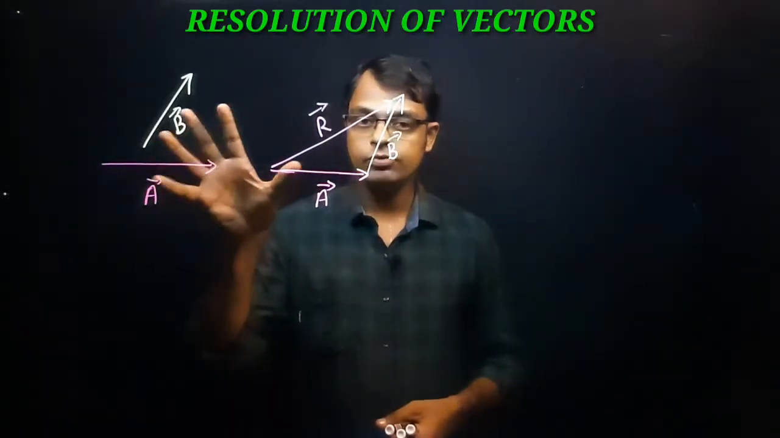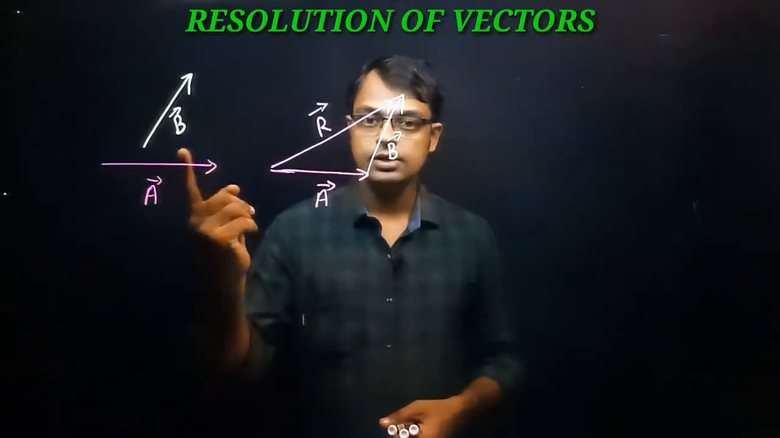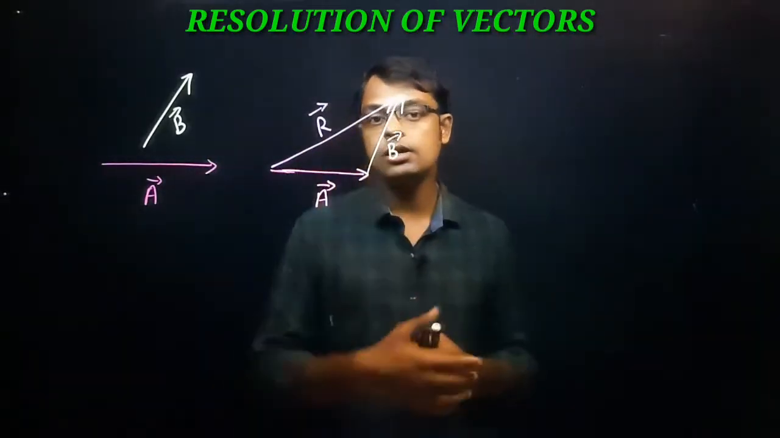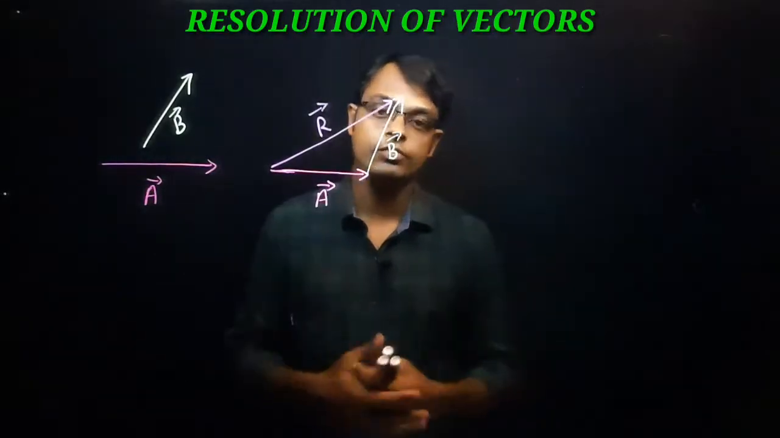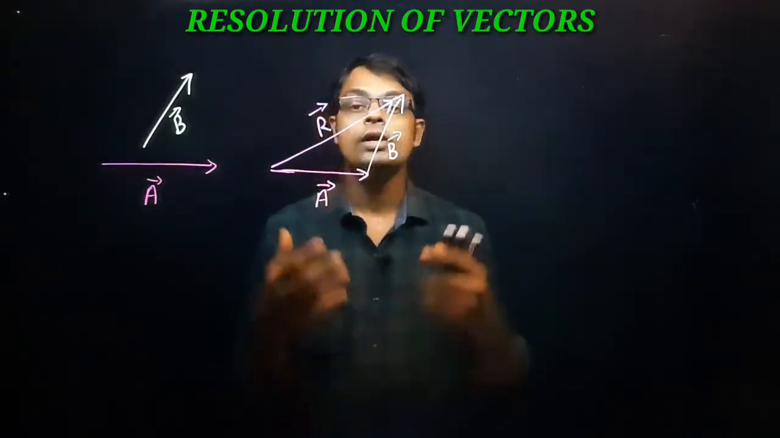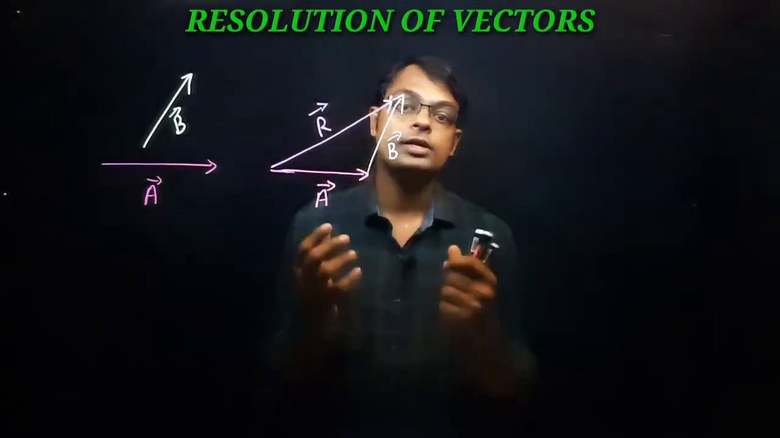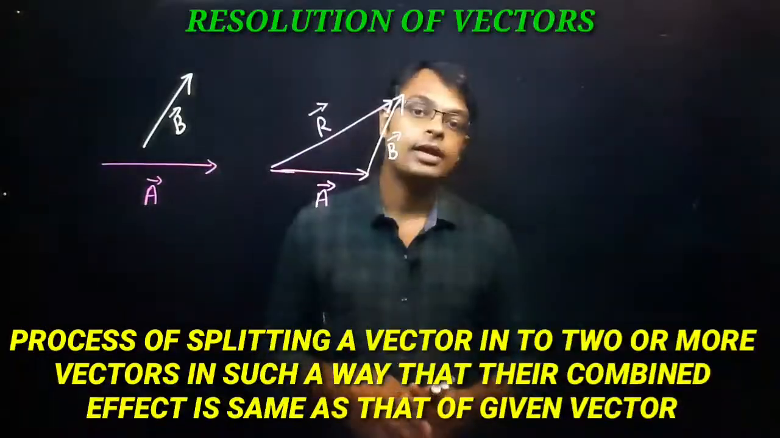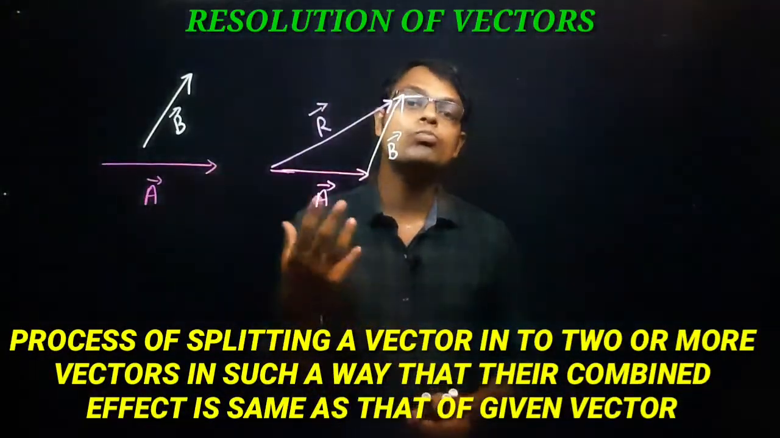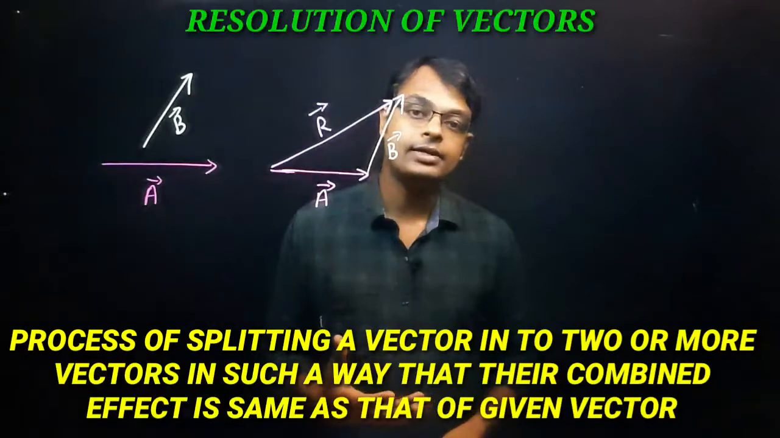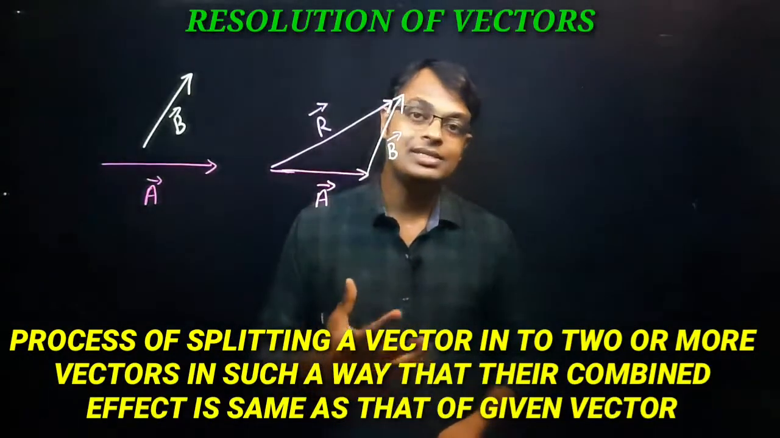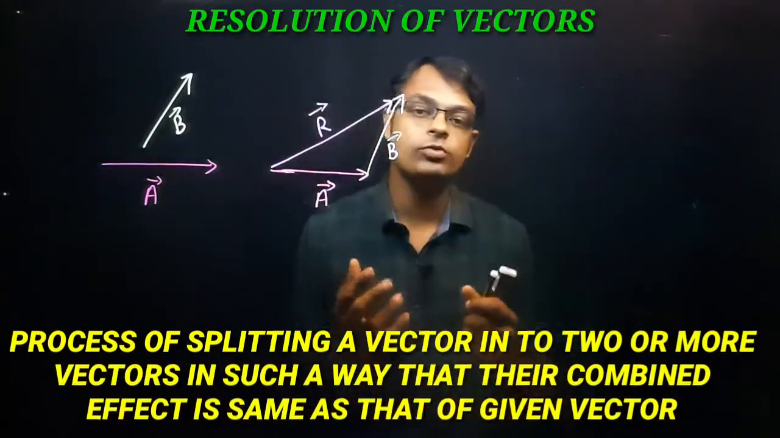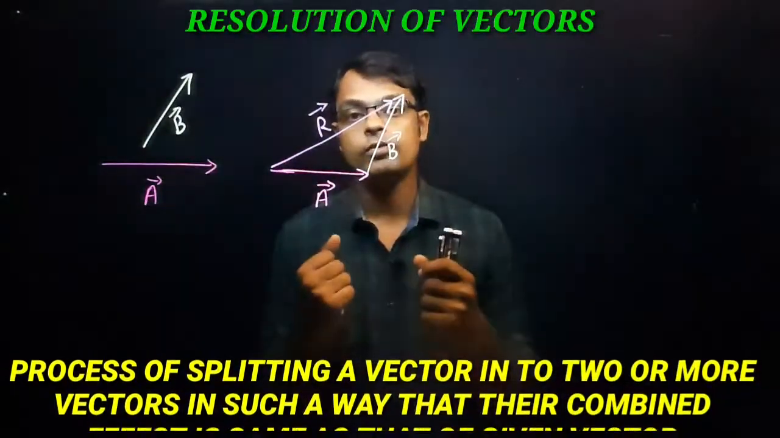So just for comparison only, I gave this example. Here, with the help of two vectors, we have made a single vector. Now in the resolution of a vector, we are going to split a single vector into its component vectors. Clear? Now let's see the definition of resolution of a vector quantity. It is the process of splitting a vector into two or more vectors in such a way that their combined effect is the same as that of the given vector. So that is the definition for resolution of a vector quantity.